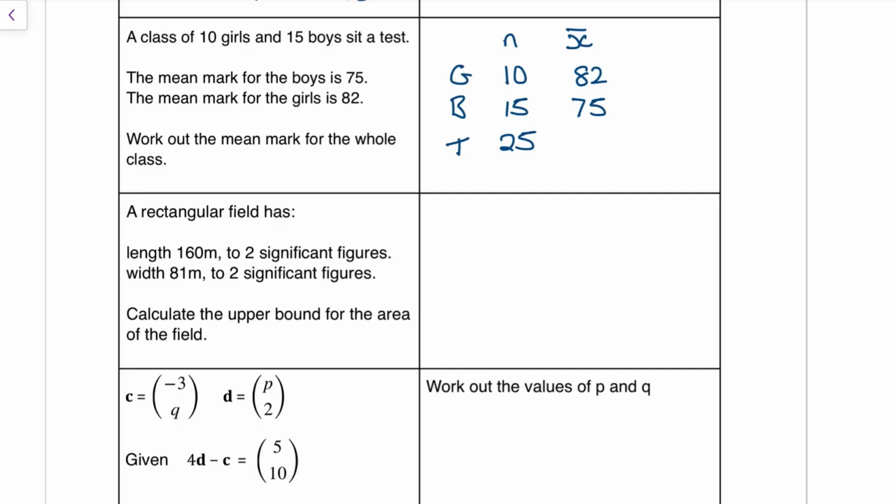Well, it means I can work out the total mark. So the total mark, that's just a Greek symbol for capital S, which means sum. So 10 times 82 means there's 820 marks from the girls. 15 times 75, well, not so easy, but it's going to be 1125, which means I can work out the total amount of marks by doing 1125 plus 820, and that's going to give me 1945. And of course, if I've got the total amount of marks and the number of people, I can do this divided by this. That's going to give me the mean, and that on my calculator is 77.8.